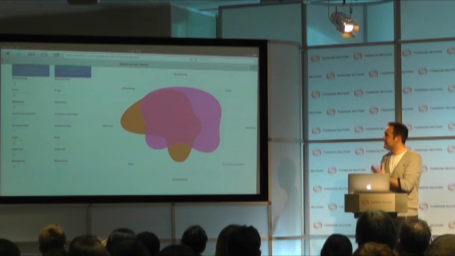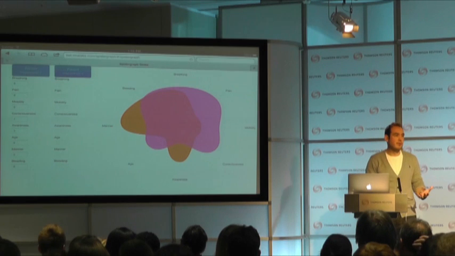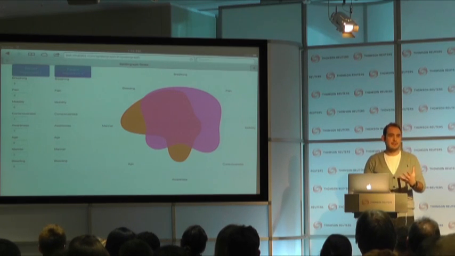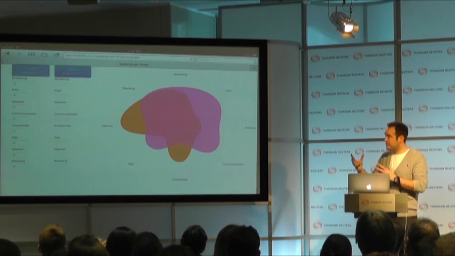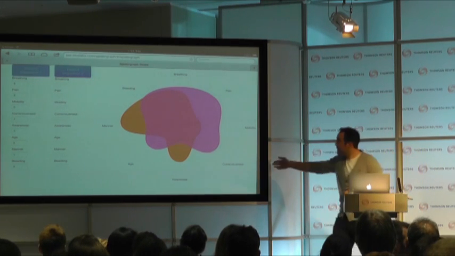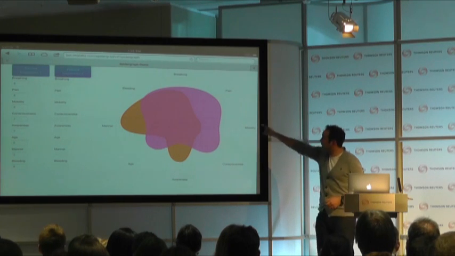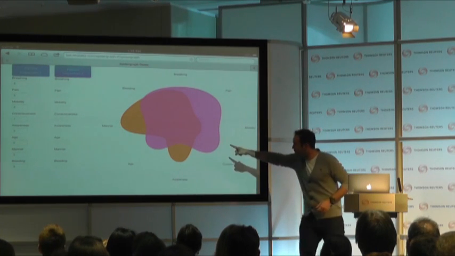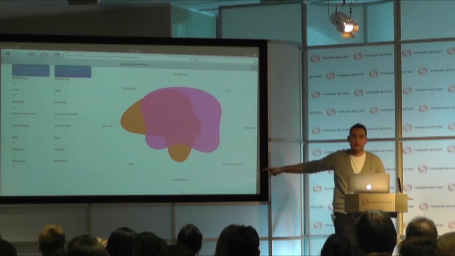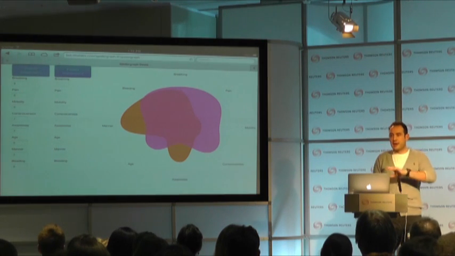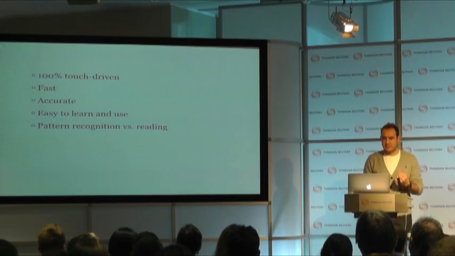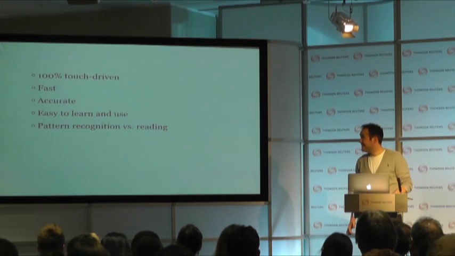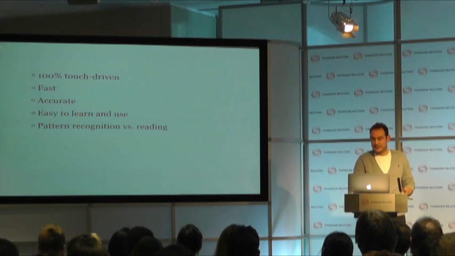And pattern recognition is massively powerful. I mentioned it before, being able to look at a set of patterns and pull out some data and say, well, okay, this is what condition the patient is in. We need to say, well, they're in a lot of pain. They've gone from being completely aware to not very aware. You can look at that and say, right, I need to categorize this patient as a priority. So it's 100% touch-driven, it's fast, it's accurate, easy to learn and use, and uses pattern recognition.